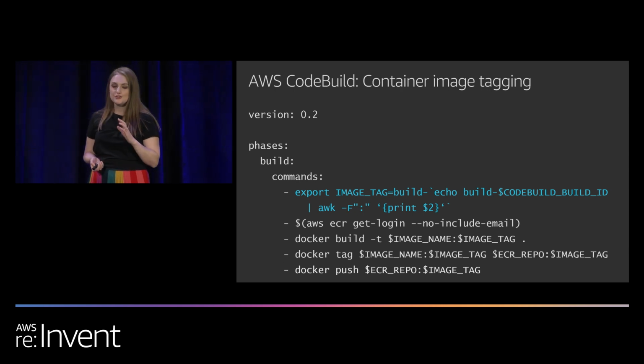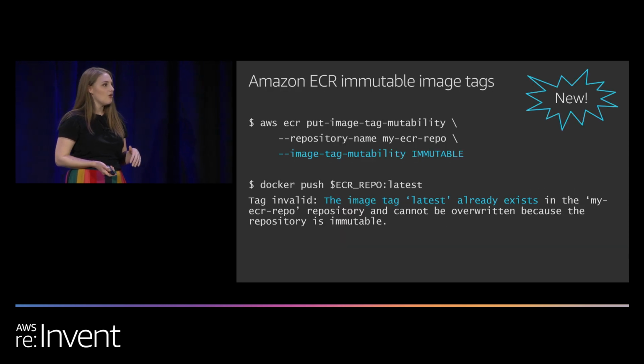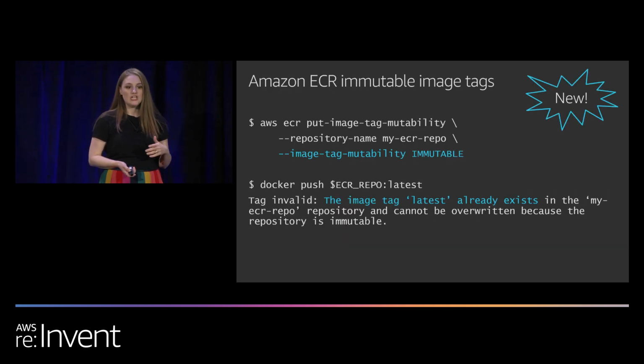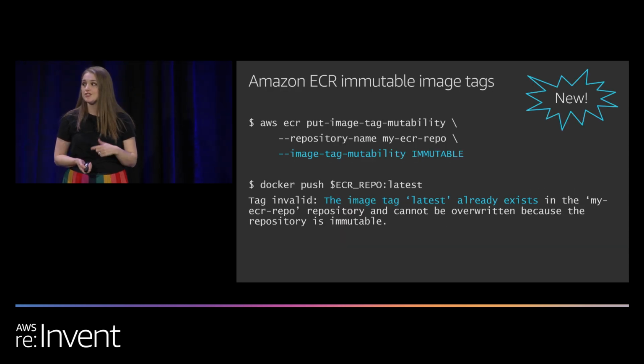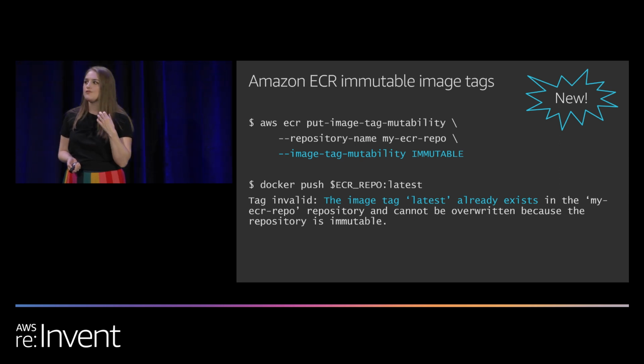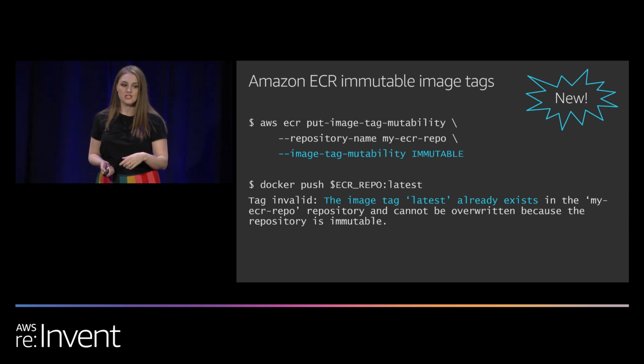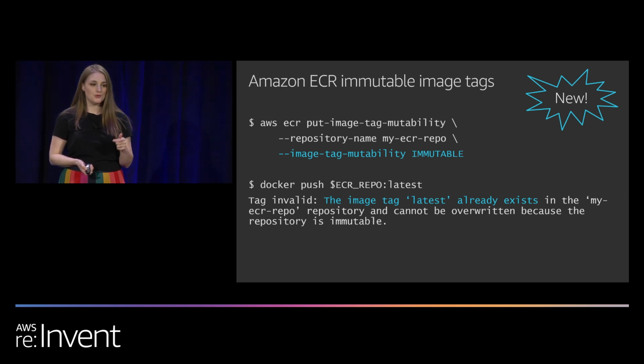But I like to have a couple of levels of security here, and so I also recommend using ECR immutable image tags. This is a recently released feature for ECR, and what it does is it prevents you from inadvertently overwriting any of your tags. So you can set this as a configuration on your ECR repository. You set the image tag mutability to immutable.